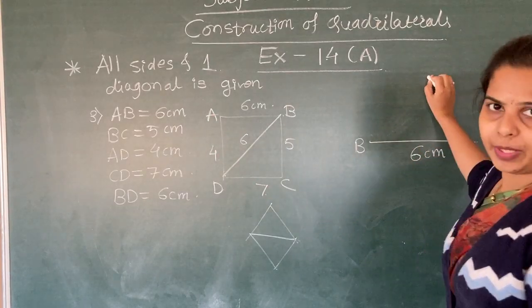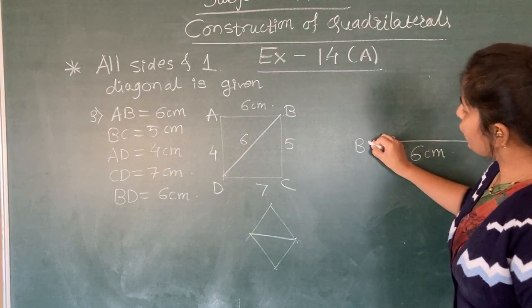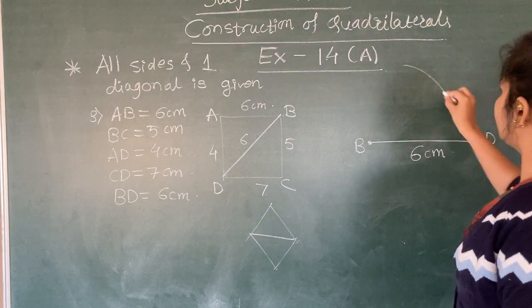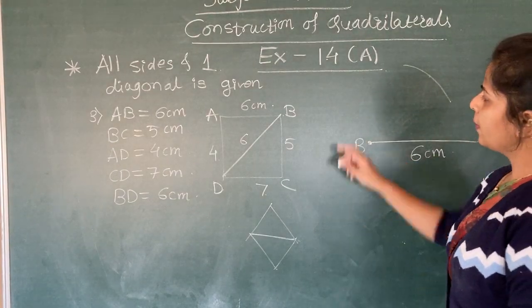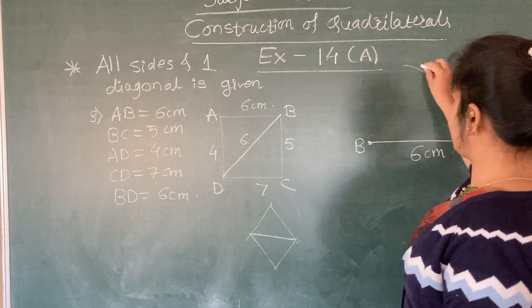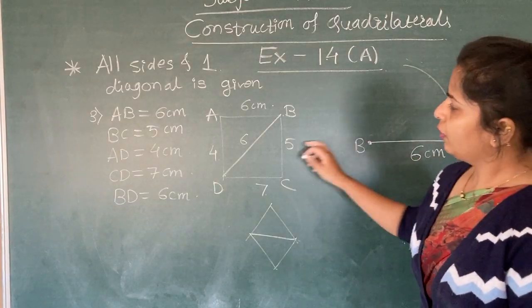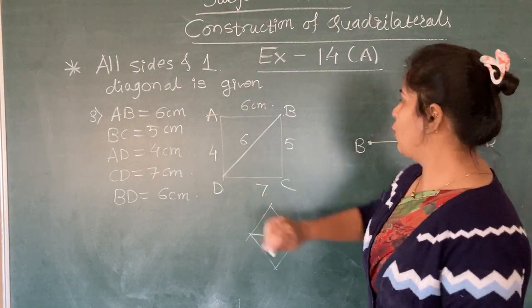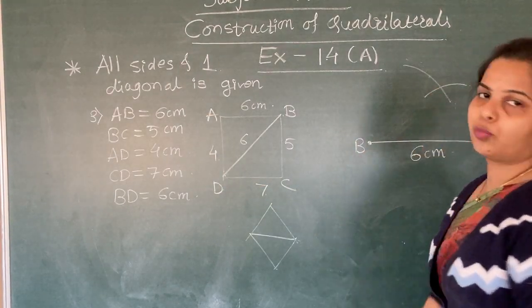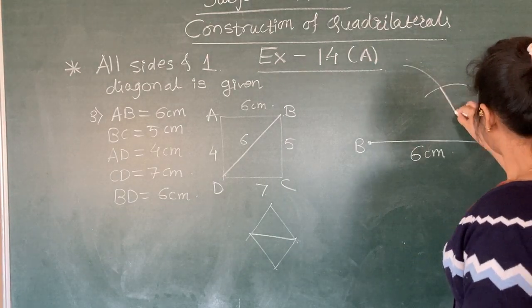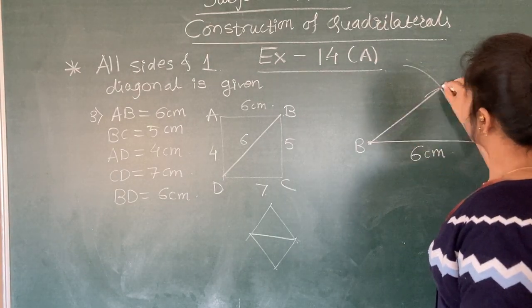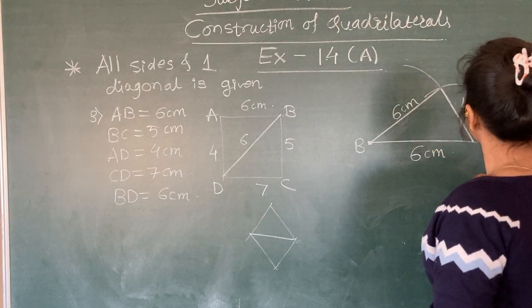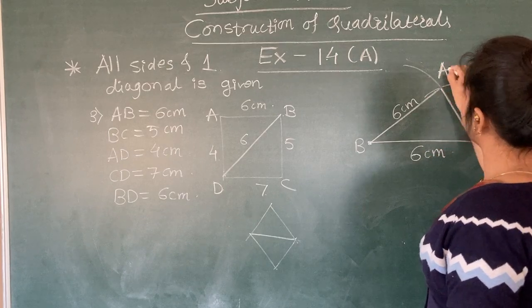B to A, अगर मैंने यहाँ पे calculate किया, keep a pointer on B, take a random distance in your compass, draw an arc. ठीक है? B to A मिल गया, यहाँ पे कहीं पे भी point A हो सकता है. From D to A, यहाँ पे दूसरा point D है, D to A is 4. Just join them. Okay, this is 6 centimeter, this is 4 centimeter, and the point is A.